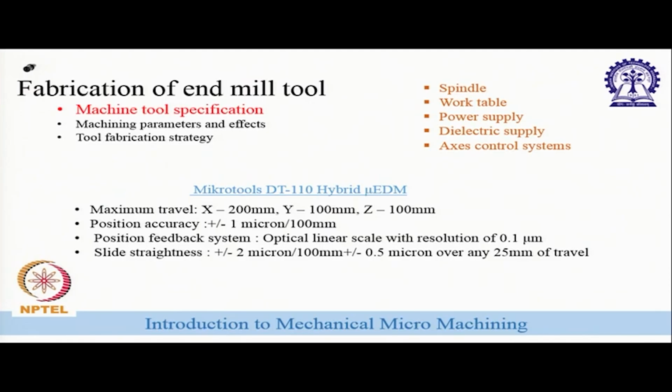Position accuracy is plus or minus 1 micron per 100 mm. Position feedback system: why do we need a position feedback system? As explained in the previous classes, we must have a position feedback system while we are dealing with very small micron dimensions, because 1 micron or 10 microns is a very big dimension in a micro machining system. The slide straightness is plus or minus 2 micron per 100 mm, and plus or minus 0.5 micron over any 25 mm of travel.